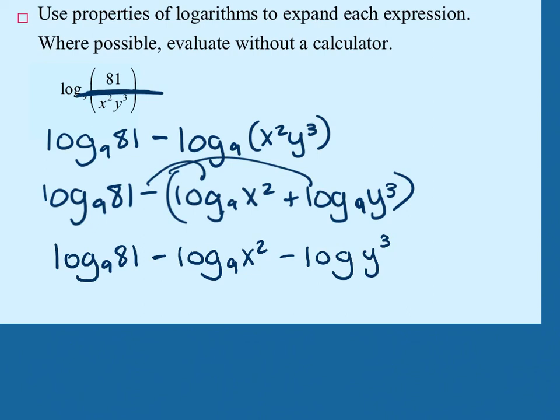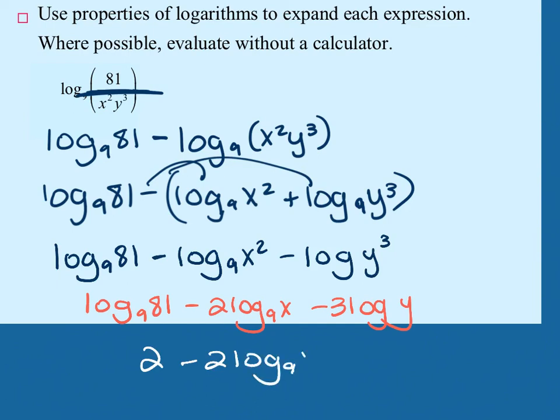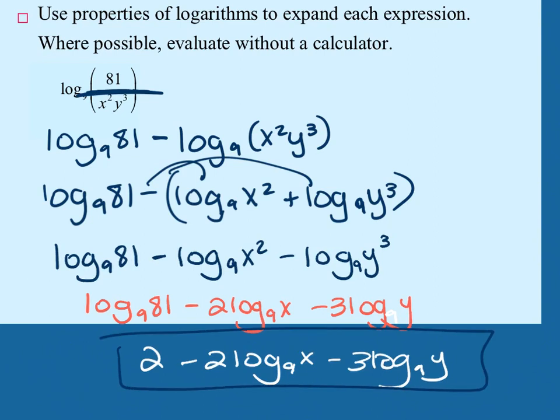But am I done? No, there's 2 things I have to do. One is bump my exponent to the front. And there's also something else I can take care of there. What is it? Log base 9 of 81 is 2. Oh, I forgot the log on that. 9. Don't forget your bases. There's my end answer.